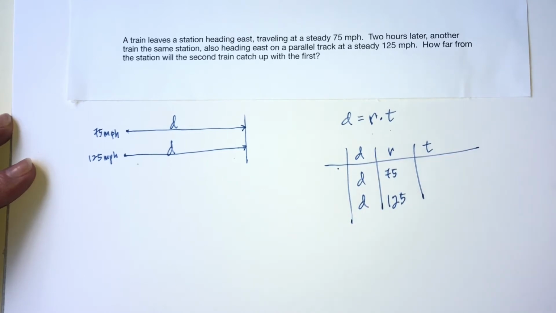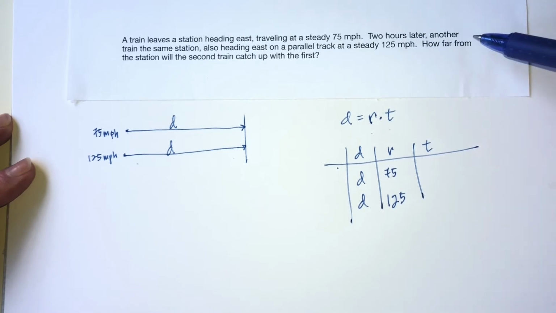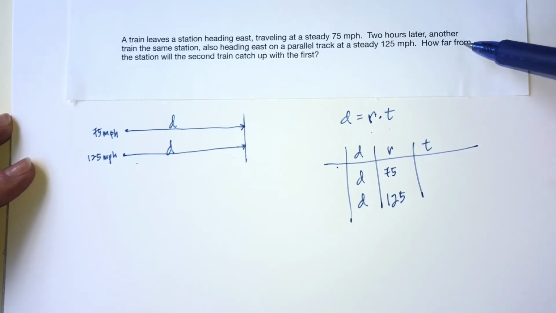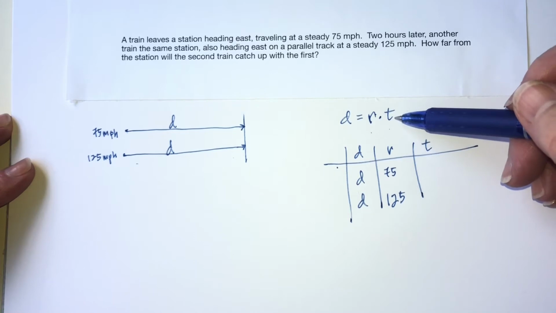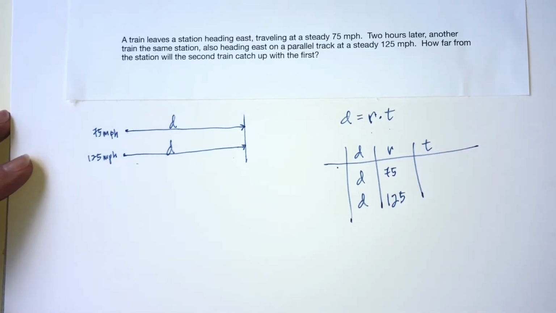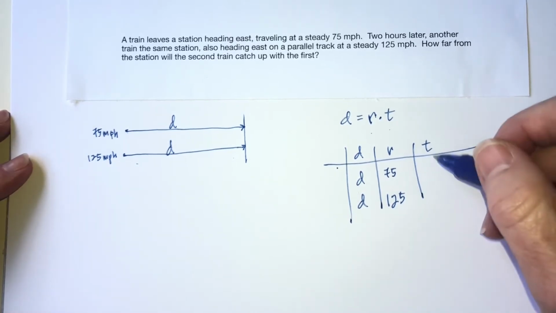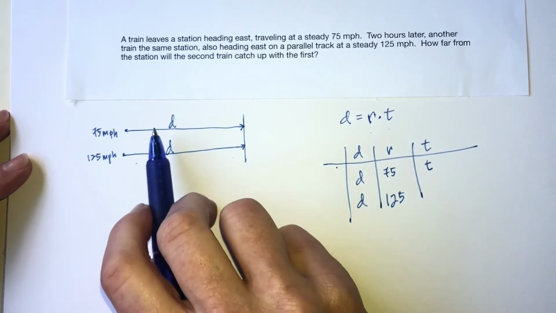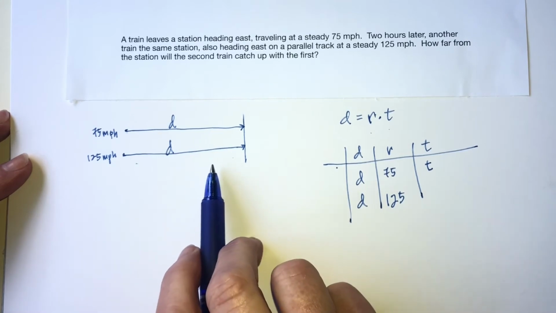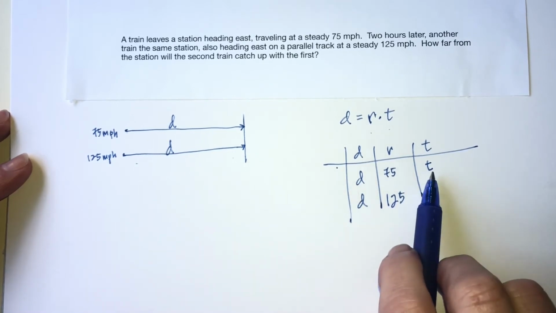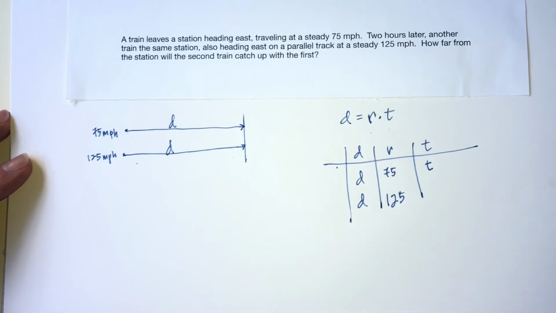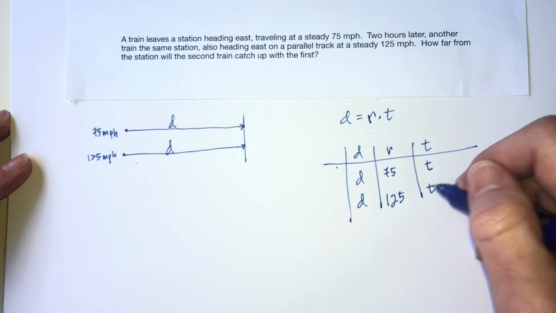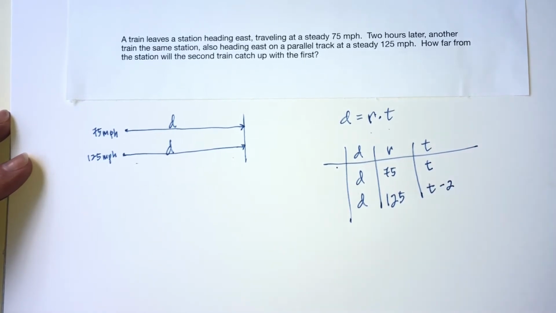All right, now back to this question about 2 hours later. Now we have to account for that somehow because that time is a very important part of this whole thing. So let's call the time that the first train spends traveling T. So the second train won't be traveling for as long as the first train. We know it left 2 hours later. Another way to say that is it is traveling for 2 hours less. So we can say T minus 2.